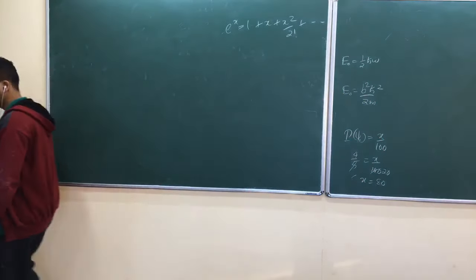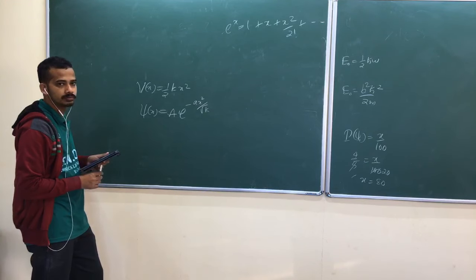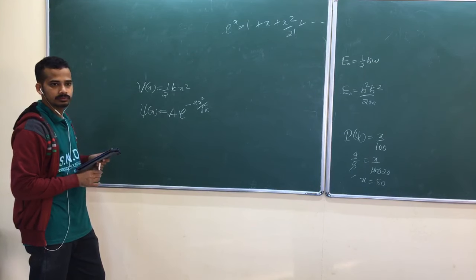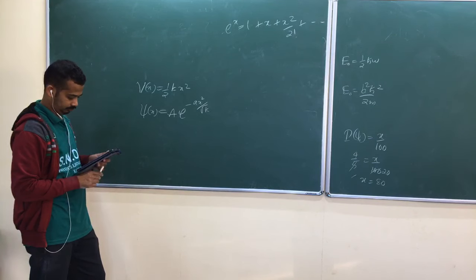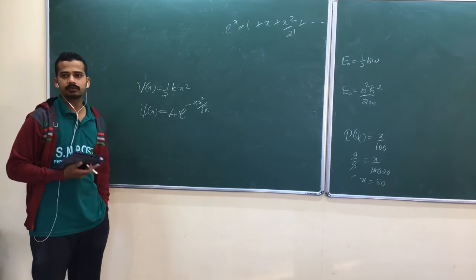Look at the very first question, he has given V of x is equal to half k x square, and he has given psi of x ground state, that is proportional to e raised to minus a x square by root k. Now, you need to normalize this one. Why would you take that step? Am I right? Are you getting my point? You have to normalize this one. You can do that one. Normalization is not a big deal, isn't it?